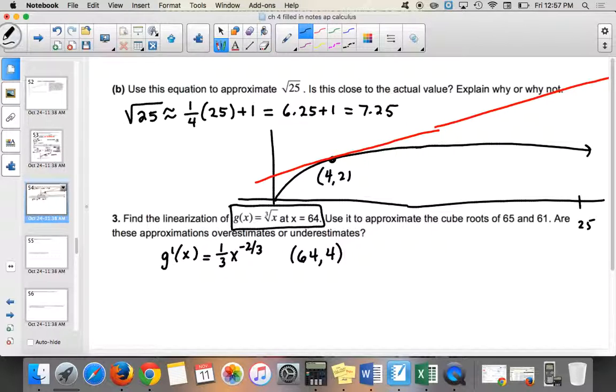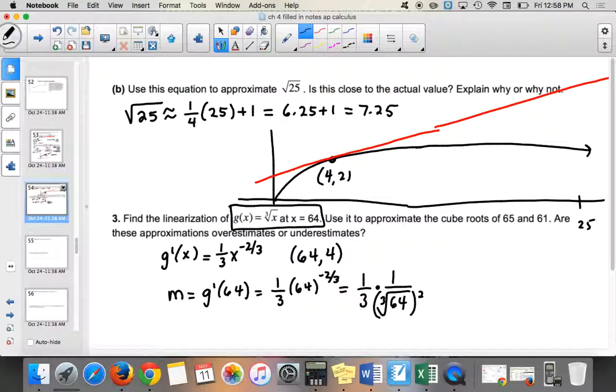All right, so we're going to find our slope. Our slope is going to be g prime of 64, which is 1/3 times 64 to the negative 2/3. So we're going to see how much you remember your algebra 2. It's 64 under a cube root, squared. And it was a negative power, so it's 1 over the cube root of 64 squared. All right, so we're going to do the cube root of 64, which is? 4.